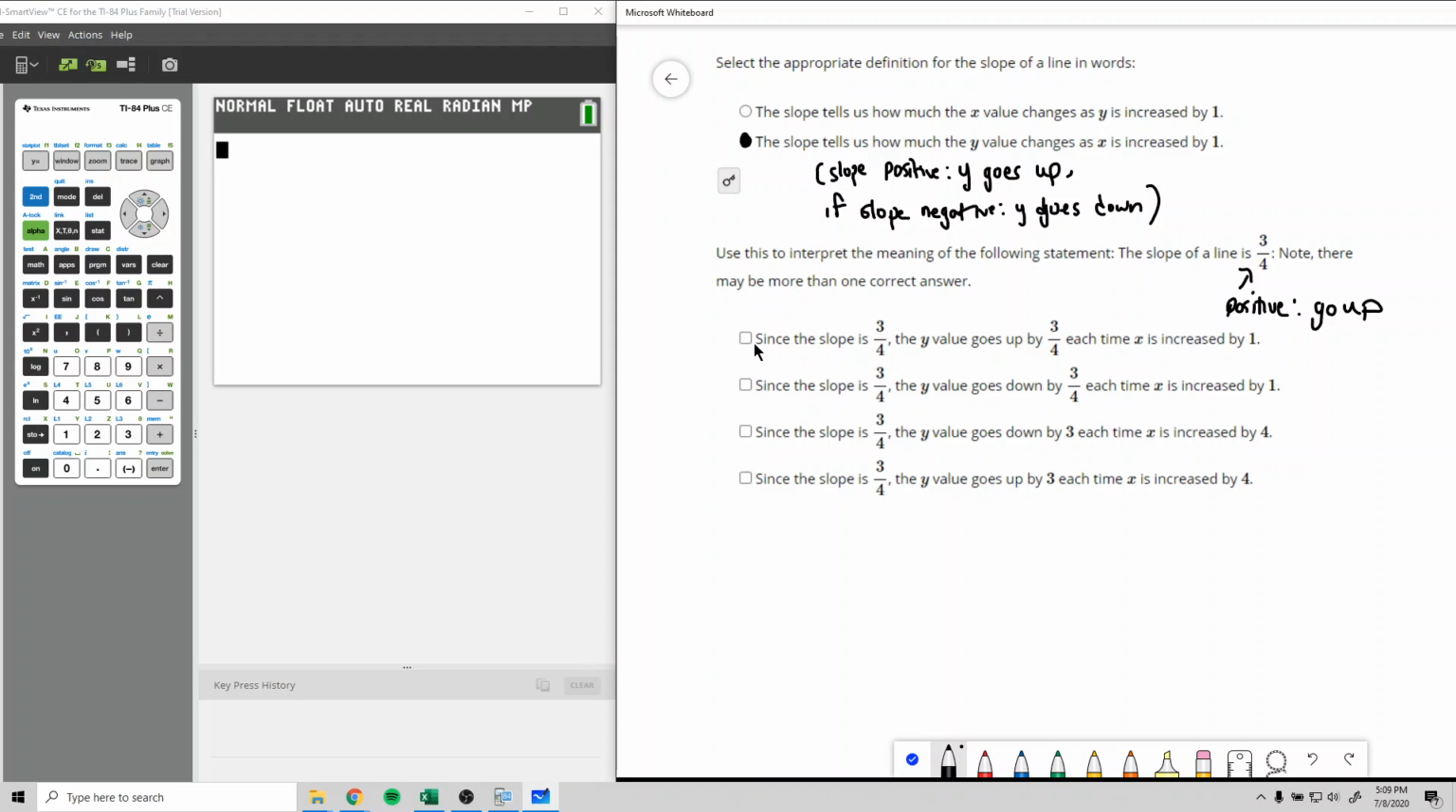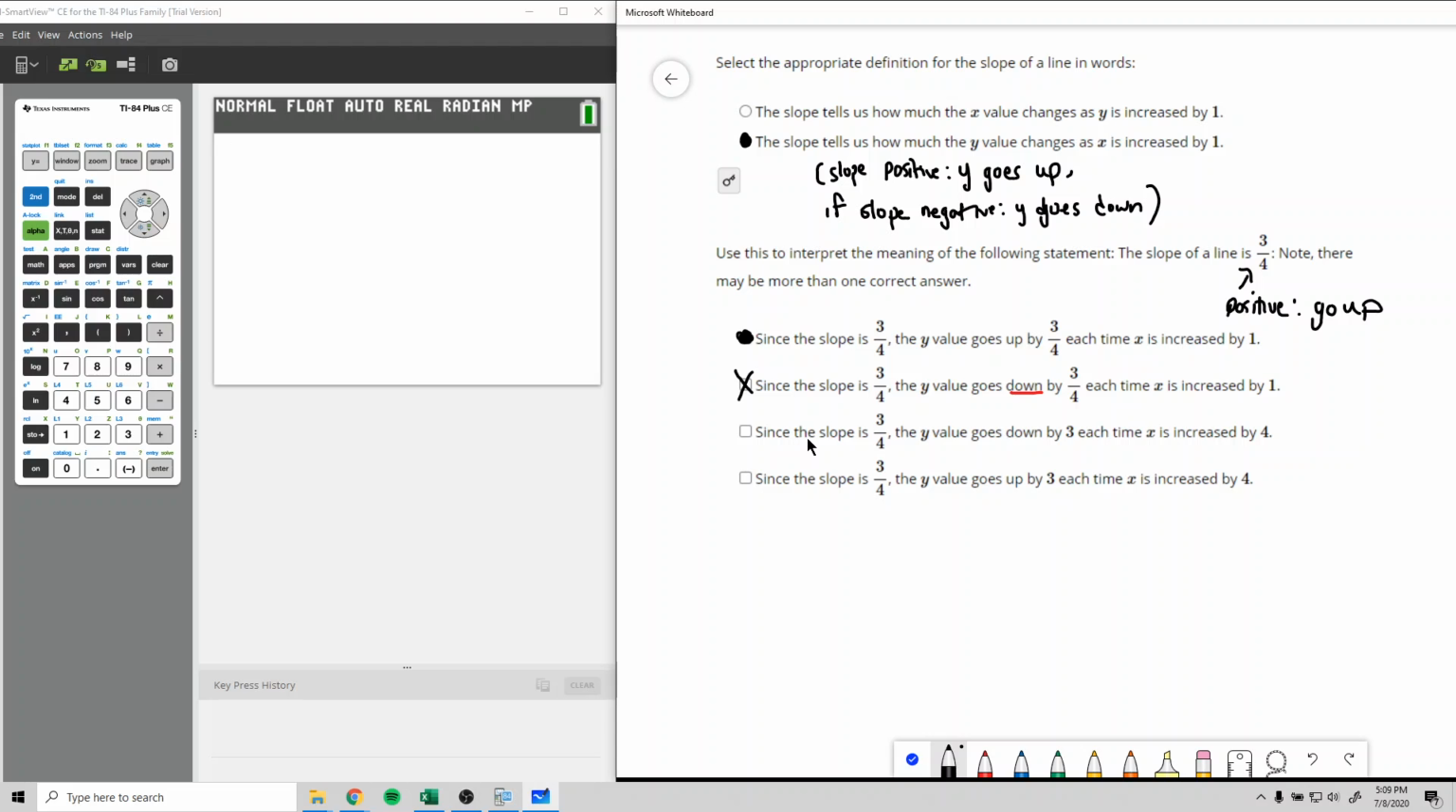So let's read the first thing. Since the slope is 3/4, y value goes up by 3/4 each time x is increased by 1. That is true. It's exactly our definition. And you'll notice the second one here is almost the same, reading the same, except it says y goes down. So that is not going to work because y is going up. Right. Now, like I said, there might be more than one correct answer, so just be careful.